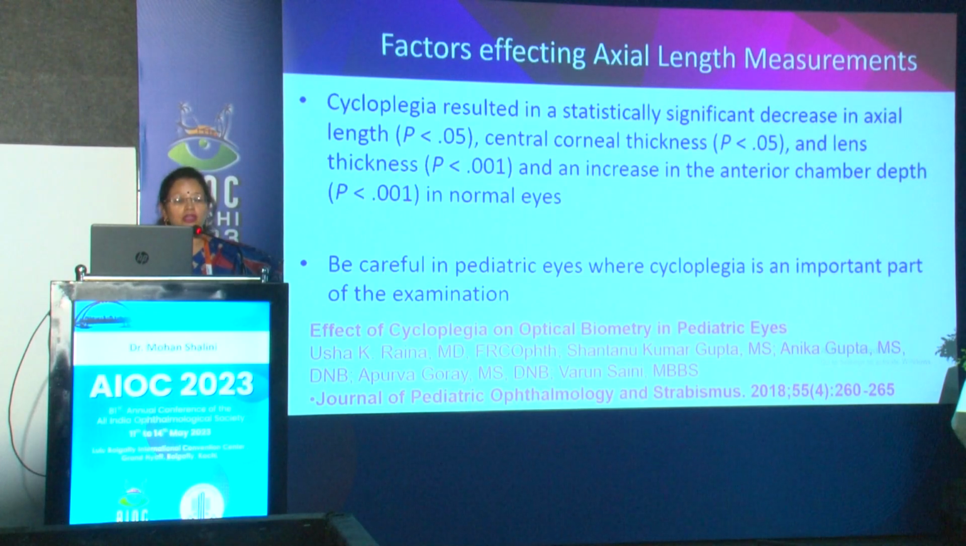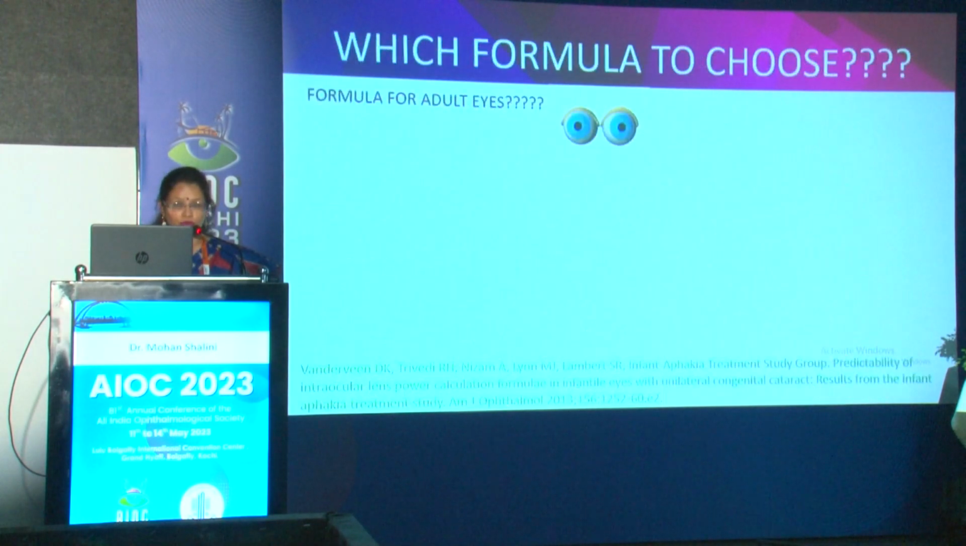So we need to use immersion, not contact biometry, in these children if IOL Master is not possible. Now, coming to another important factor which we face, which is cycloplegia. It has been seen that cycloplegia resulted in decreased axial length measurement in children. Moreover, most of the time we are measuring axial length under cycloplegia in children. So, we have to avoid that.